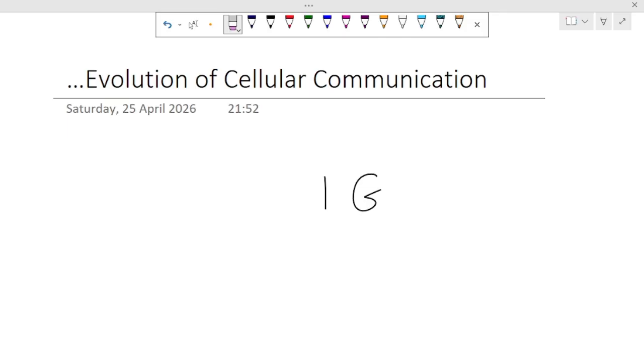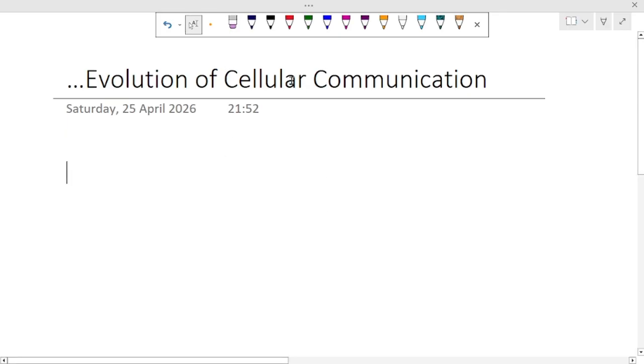Before we even talk about the generations, what are we even talking about when we say cellular? When we say evolution, I think that one is clear enough: changing, evolving from one state to another. I just like simple definitions. It can be more complex than that, but let's leave it simple. Then communication, of course, is the transfer of information, sending and receiving messages from one person to another.